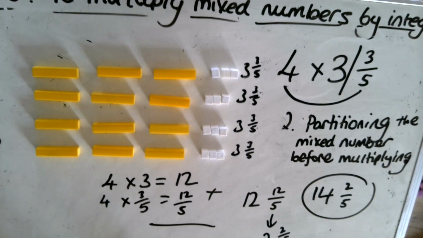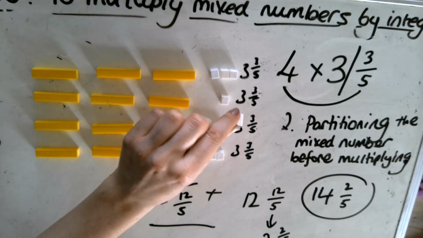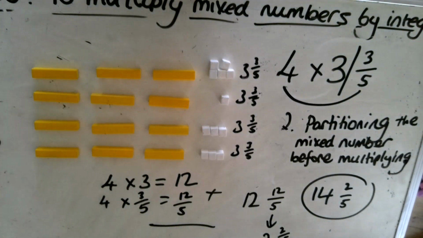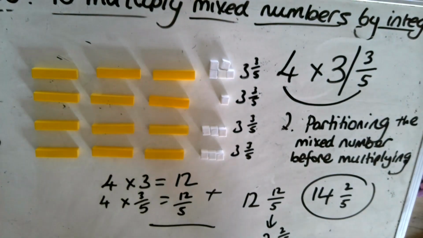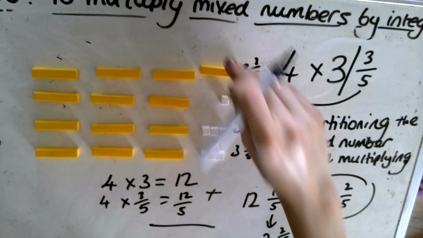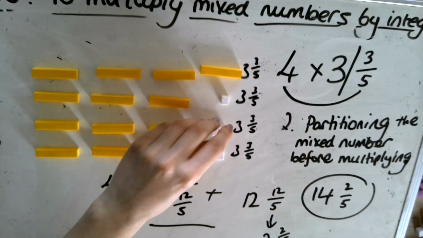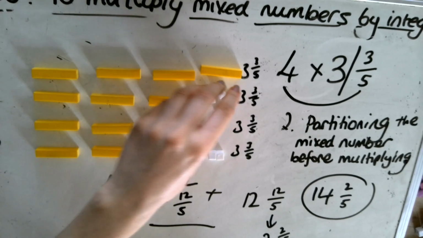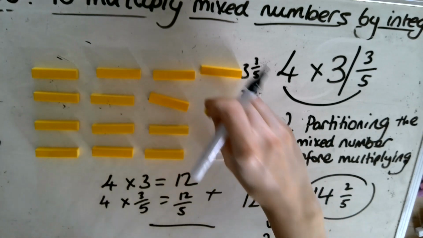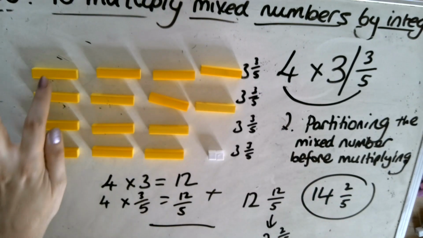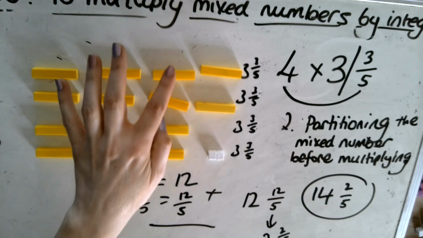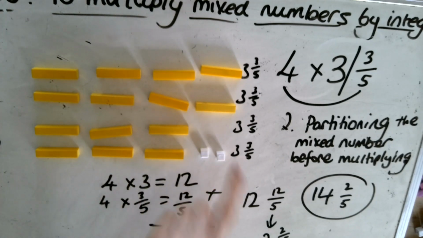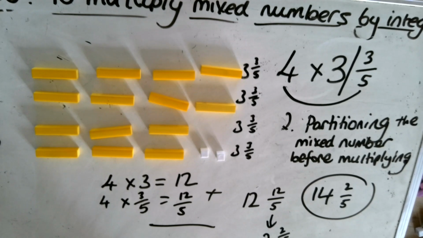To double check that, we can move these 2/5 to here to make 5/5, which is 1 whole. So if I convert these for one of my whole amounts, and we've got another 3, 4, 5 here. So if I was to convert those 5/5 for 1 whole, I have 1, 2, 3, 4, 5, 6, 7, 8, 9, 10, 11, 12, 13, 14 and 2/5. And that's one way we can check.